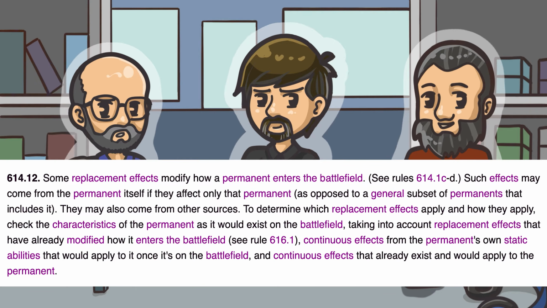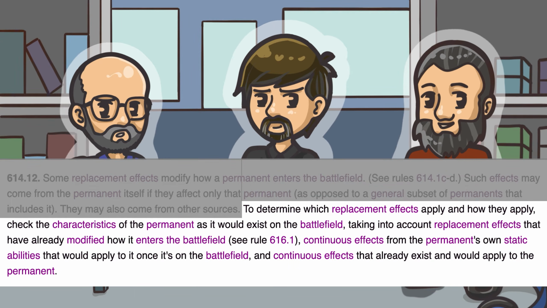614.12 talks about replacement effects modifying how permanents enter the battlefield. It's got this section here in bold. To determine which replacement effects apply and how they apply, check the characteristics of the permanent as it would exist on the battlefield, taking into account replacement effects that have already modified how it enters the battlefield. Blah, blah, blah. That last bit is probably the most complex and least understood rule in all of Magic. It is not on the L1 test.